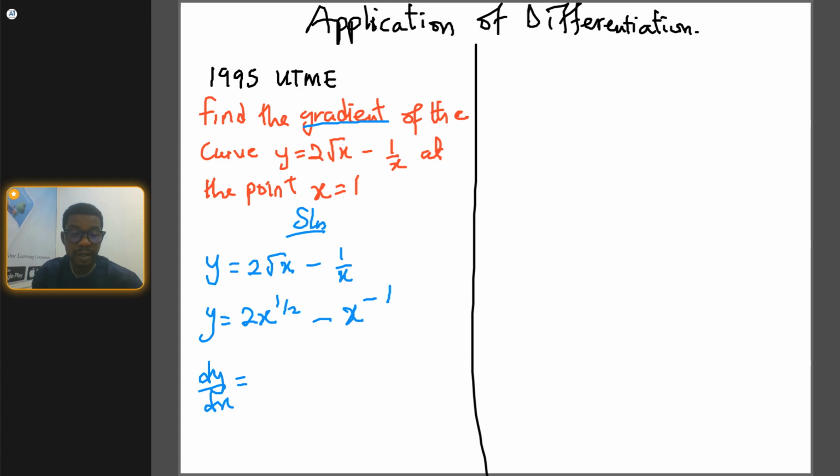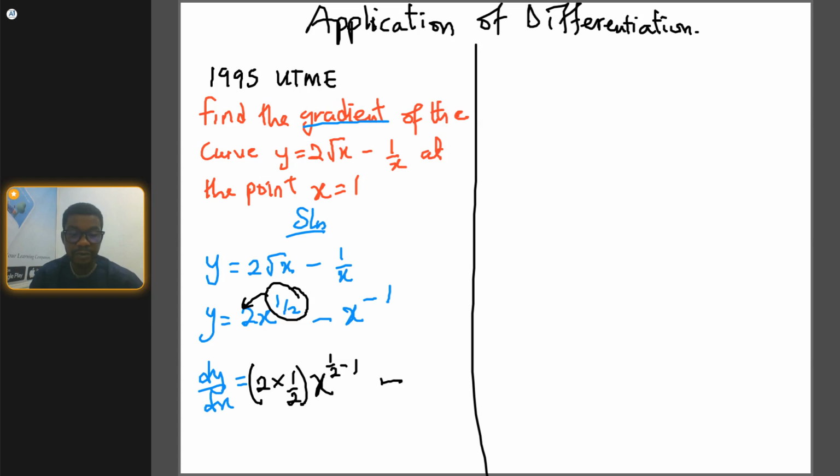Use this 1 over 2 as the power to multiply 2. That is in bracket, 2 times 1 over 2. Close the bracket. X raised to power 1 over 2. Then remove 1 from the power. That's the general process of differentiating a given expression.